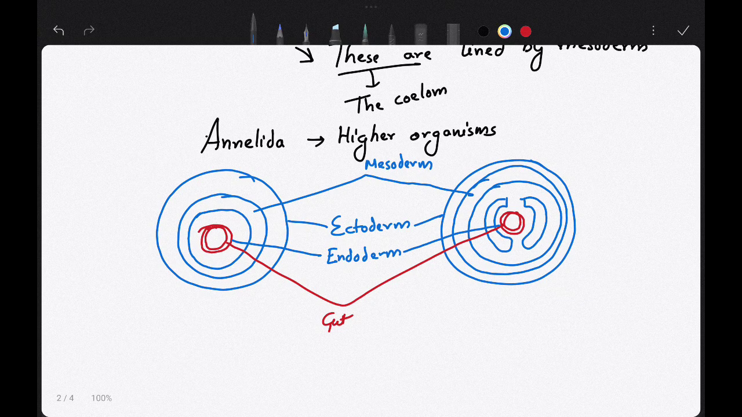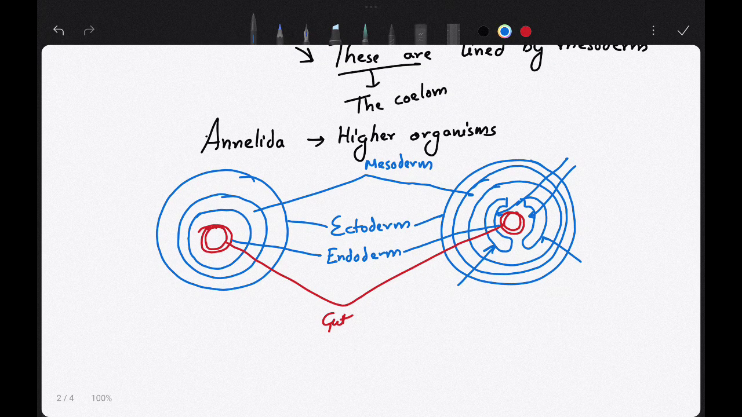Now you see, this is the coelom and it is bound by mesoderm from all the sides. See, from all the sides there is mesoderm. It is surrounded by mesoderm from every side, from this side, this side, and here.